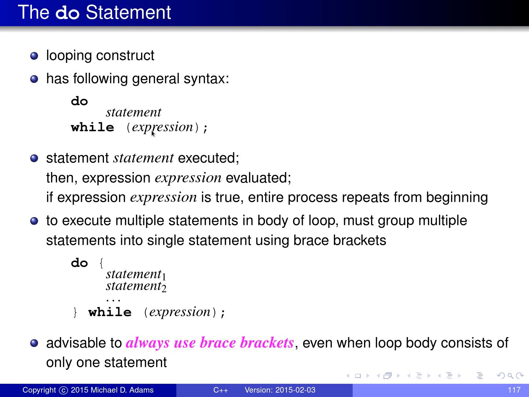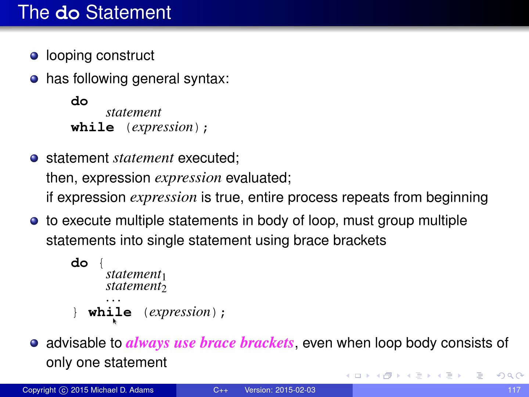And if this expression is false, then the do statement is done. If the expression is true, then the whole process repeats. We execute this statement again, and then we evaluate this expression again, and so on. As is the case with the other looping constructs we've discussed so far, you can only have a single statement in the body of a do loop.